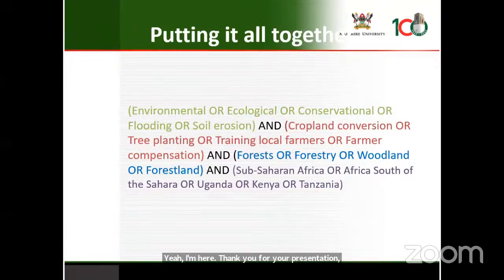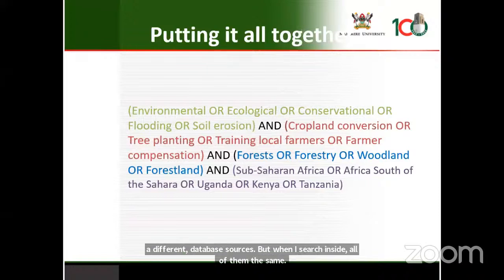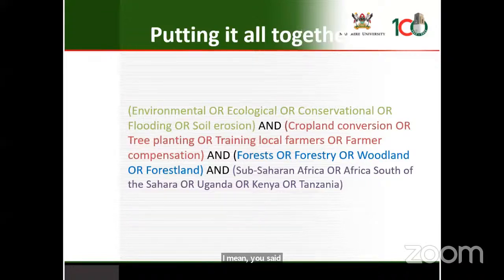I'm just asking about the source of database. You mentioned a lot like PubMed, Embase, other Cochrane library, or even a clinical trials database. It's a different database sources. But when I search inside, all of them the same. I mean, you said that a Boolean using and, or, and truncations. For all of them, I can use the same thing.